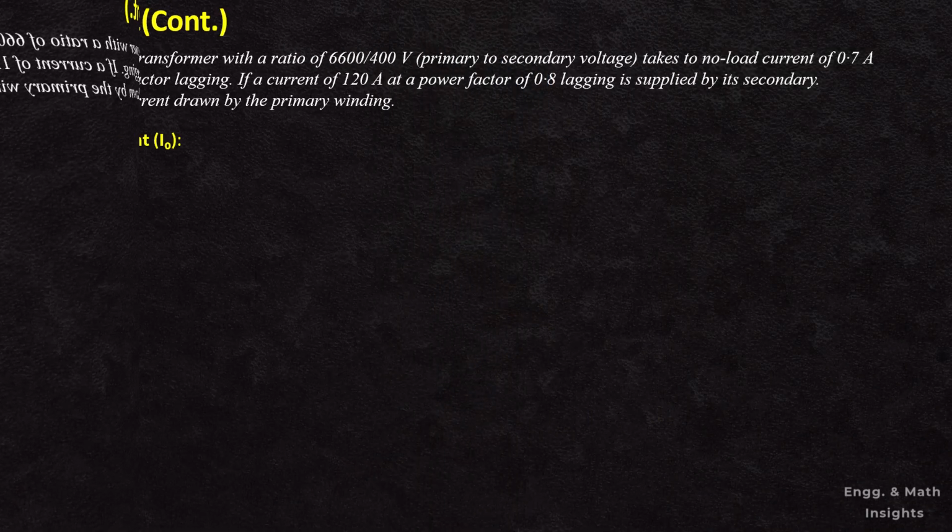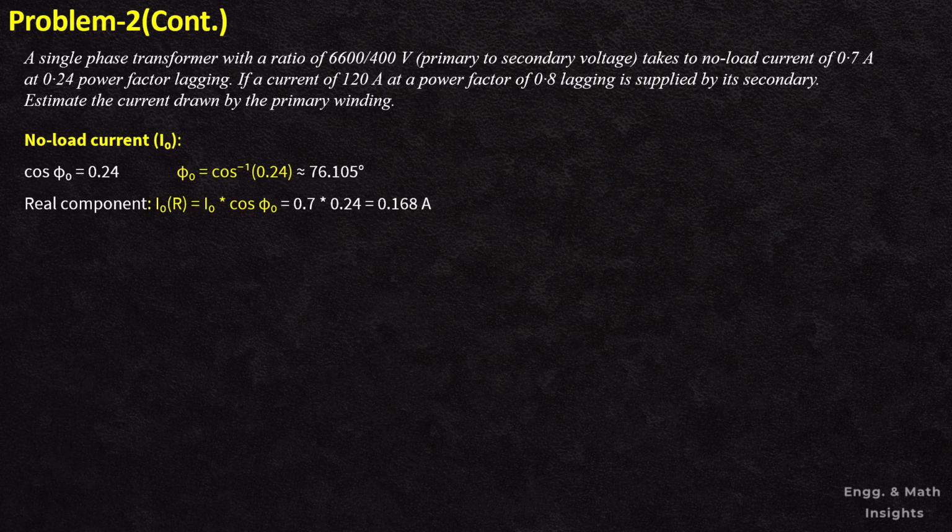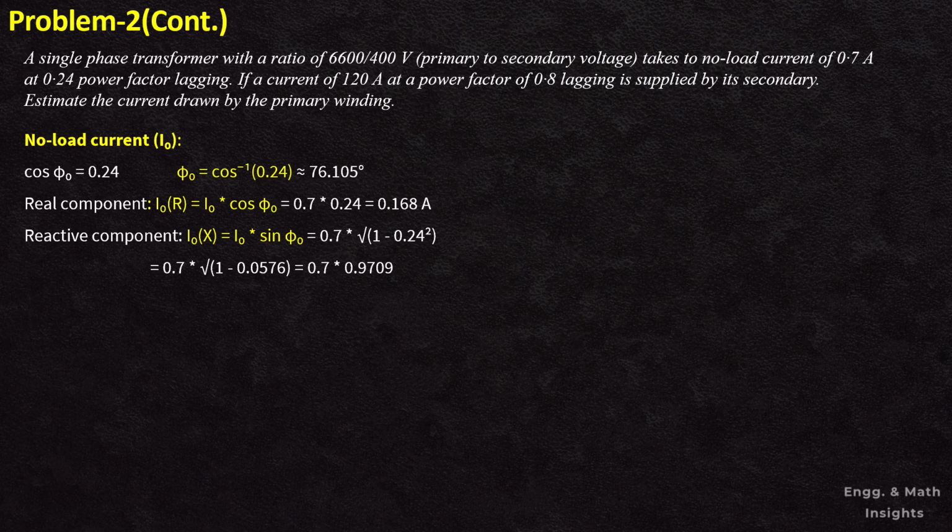Again, we will calculate the components of no load current. At first, we will calculate the phase angle phi naught, which will be 76.105 degree, and then we can calculate the real component as I naught cos phi naught, which will give us 0.168 ampere, and the reactive component of the no load current as I naught sin phi naught. And like previous, we can calculate this sin phi naught from the value of cos phi naught by applying the formula: sin phi naught is equal to root over 1 minus cos square phi naught. From there, we can calculate the reactive component as 0.6796 ampere.